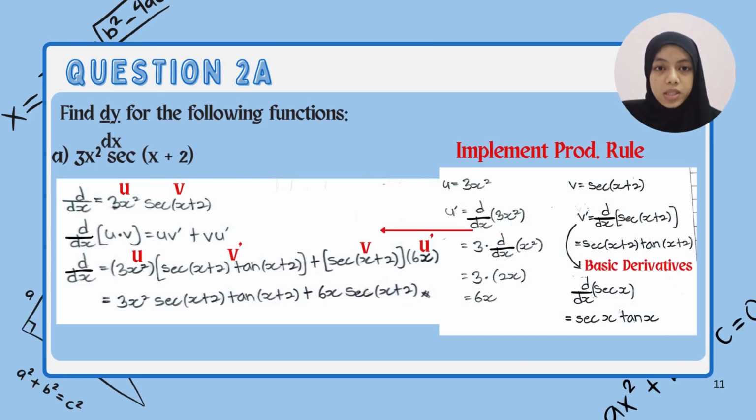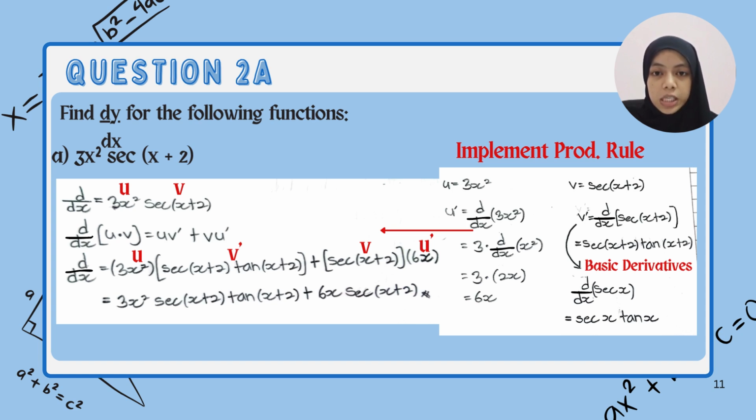Question 2a. Find dy per dx for the following function. A. 3x squared, sec(x plus 2). As you can see here, we have two functions: the first function is 3x squared and the second function is sec(x plus 2). Since we have two functions, we need to implement the product rule. So, we need to find u, v, u prime and v prime. So, u is 3x squared, v is sec(x plus 2).